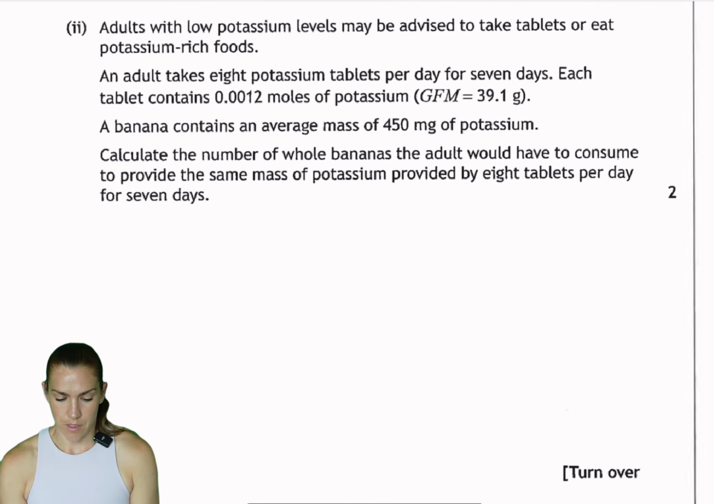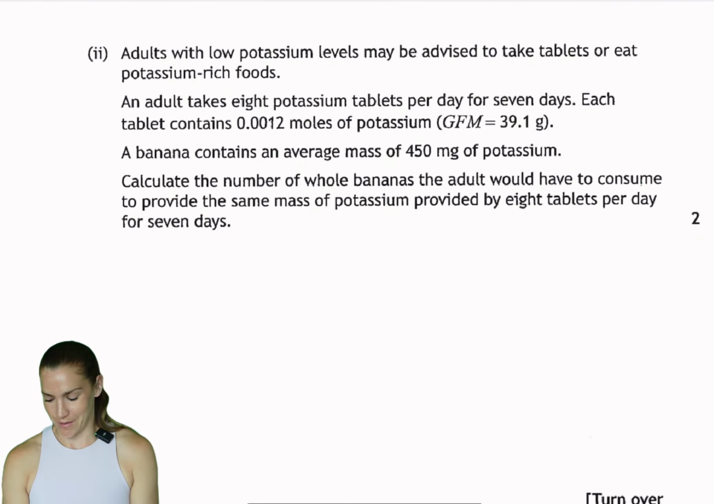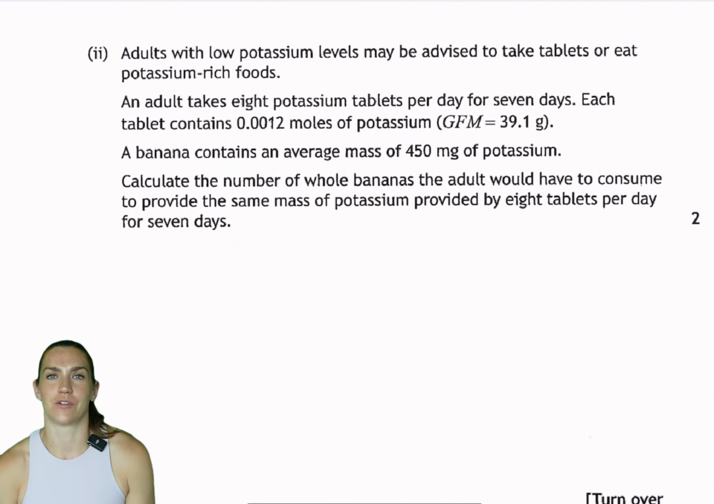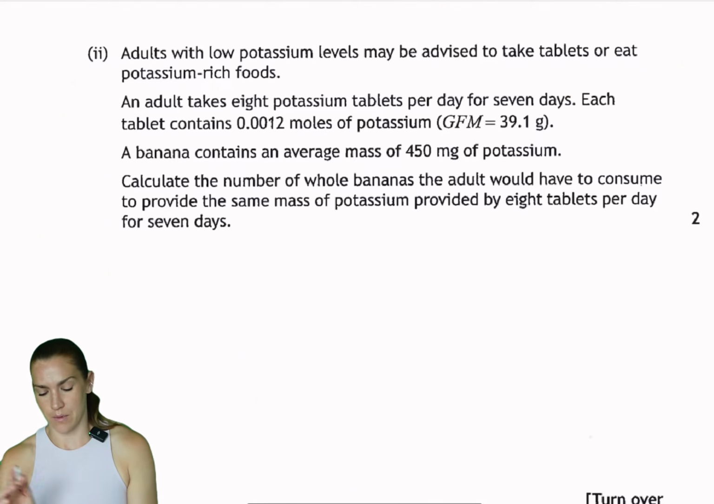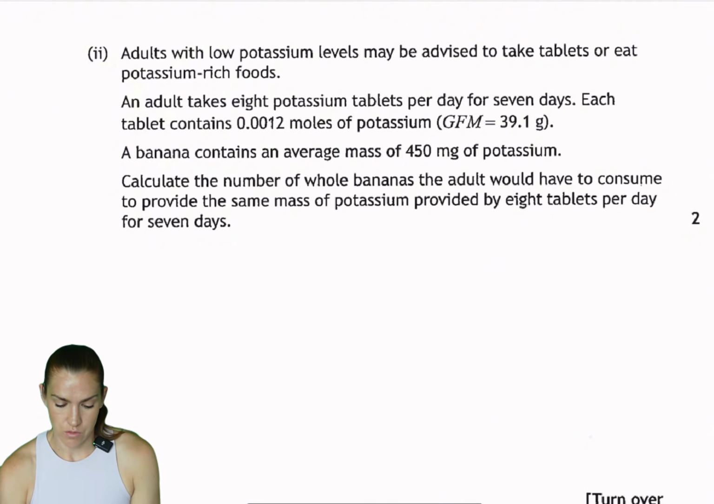So now we've got part 2. I did see a lot of questions or comments about this one on TikTok as well, the bananas question. This is one of those numeracy questions. The way I like to approach these is to lay out the numerical relationships that you're given. It tells you that the adult takes 8 tablets per day for 7 days. So in one day they have 8 tablets.